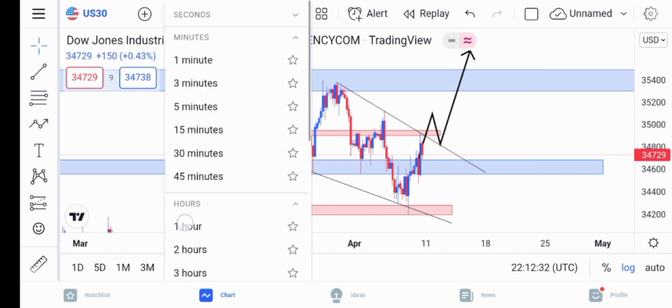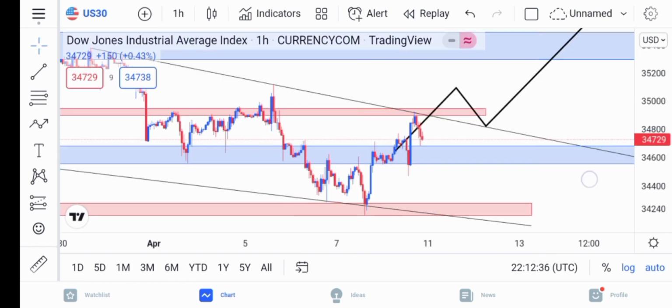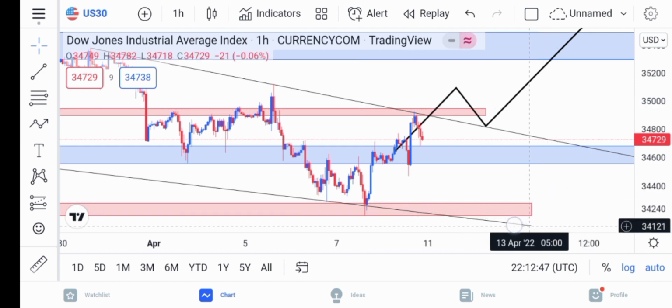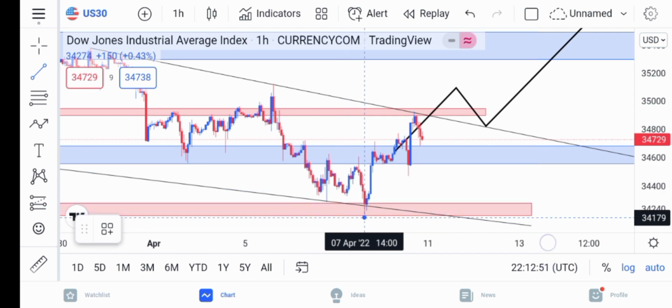Because if we move to the 1-hour time frame, this is what I'm saying here. So you can see that the market now is changing direction, pushing to the downward side. But we don't really know if the market will reach this area here because currently we have this channel line building up over here.